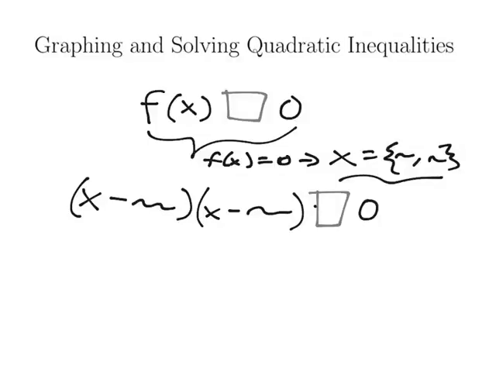So let's say my special case, my inequality is less than. That means the product of these two numbers has to be negative. And the only way to get a product that's negative, it has to be a positive times a negative, or a negative times a positive. If they're both the same sign, it doesn't work out. I get a positive out of it.